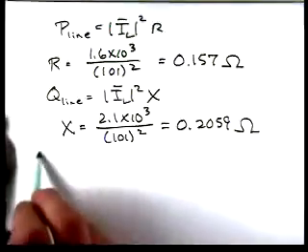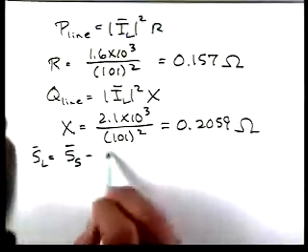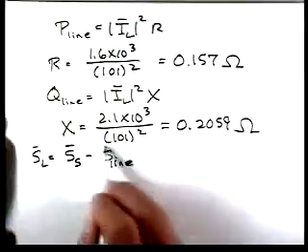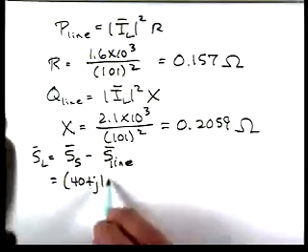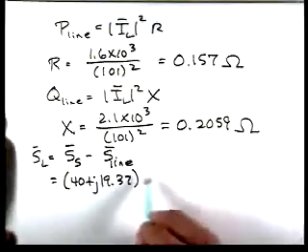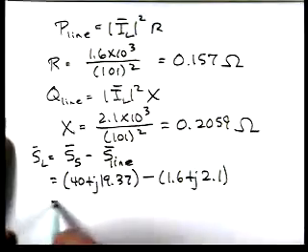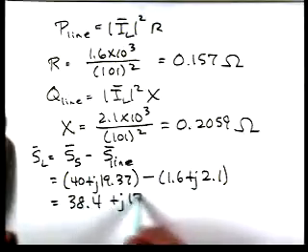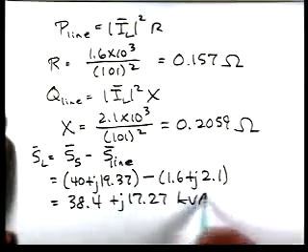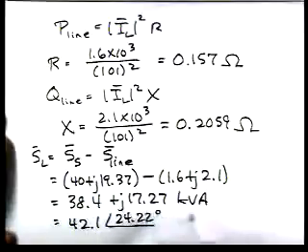The complex power for the load using Tellegen's theorem is the source complex power minus the complex power absorbed by the line. So we've got 40 plus j19.37 minus 1.6 plus j2.1, which gives us 38.4 plus j17.27, which is 42.1 at an angle of 24.22 kVA.